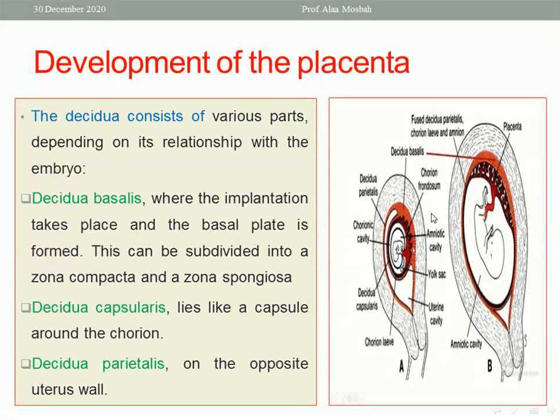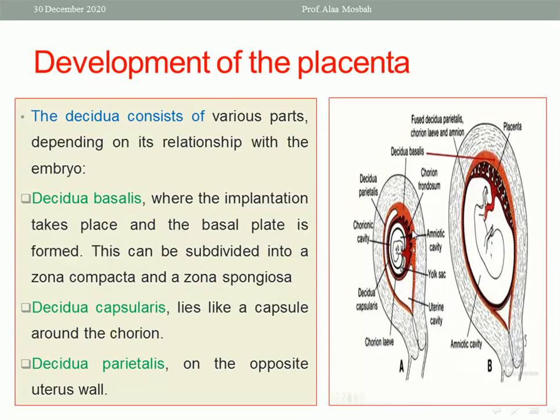So, what is the decidua? We said the decidua is the secretory endometrium if pregnancy happened. Okay? It is the lining of the uterine cavity. It can be divided into three parts. Decidua basalis, which is the site of implantation. This is the decidua basalis, at the site of the implantation.